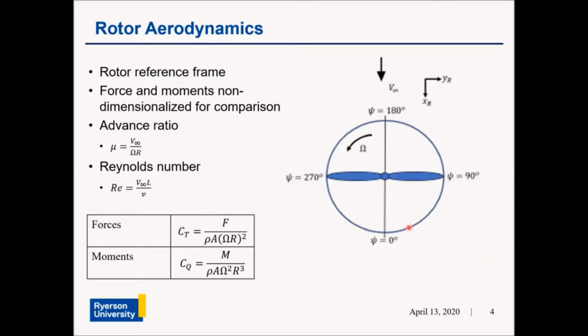For example, here at the trailing edge, the azimuth angle is 0 degrees, and on the advancing side, the azimuth angle is 90 degrees, and so on. An important variable that was used in this thesis was the advance ratio, which is the ratio of the free stream velocity to the tip speed of the blade, and basically defines the forward speed of the rotor.